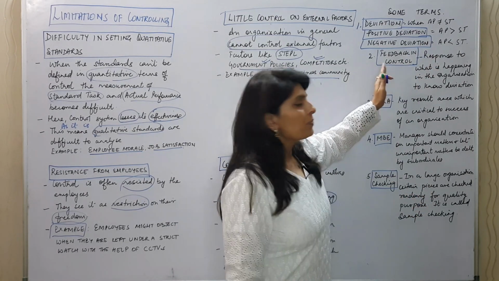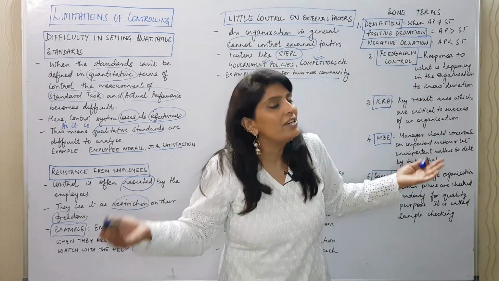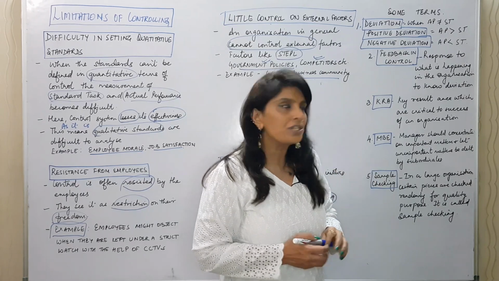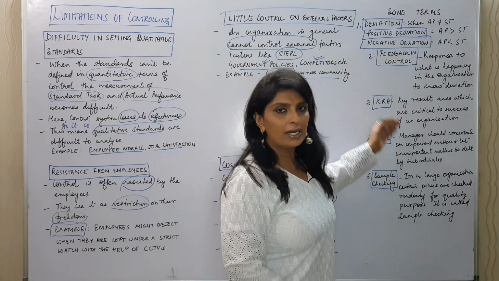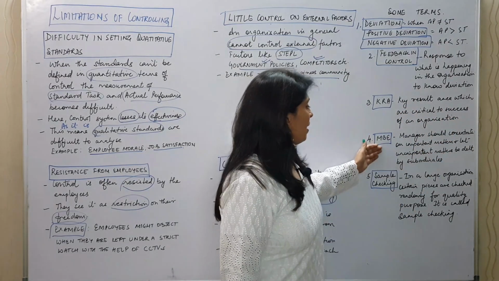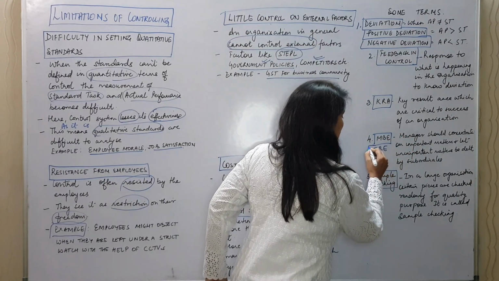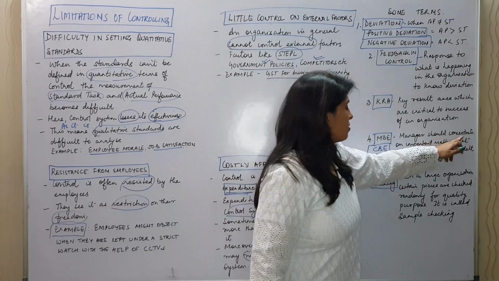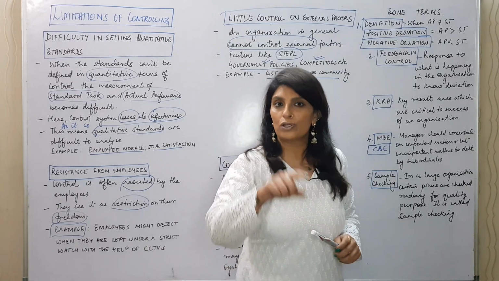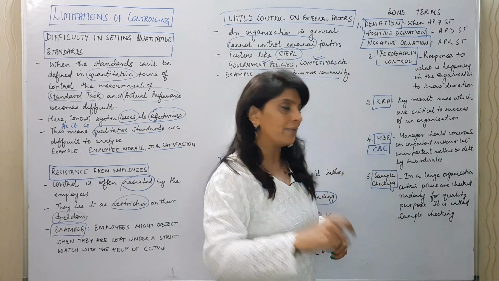Then feedback. Feedback in control means response to what is happening in the organization, to know deviation or whatever is happening in the organization, so that you can take steps to control the situation. KRA is key result area, which are critical to the success of the organization. Management by exception, or control by exception, means the manager should concentrate on important matters and let unimportant matters be dealt with by subordinates. That is, if you try to control everything, you may end up controlling nothing. So it's better to delegate work or share work.